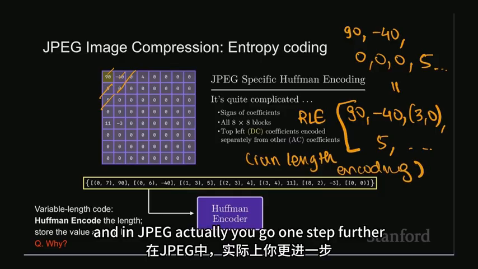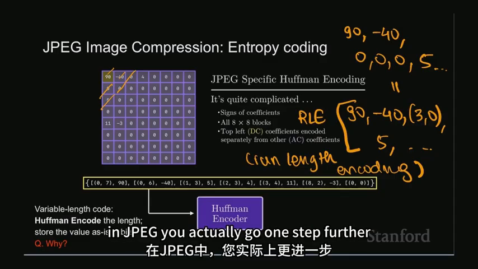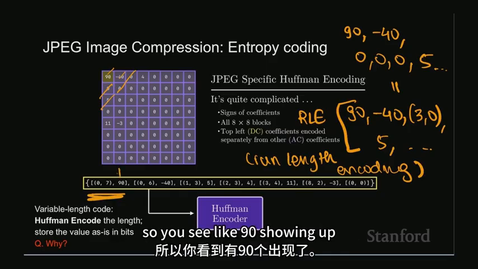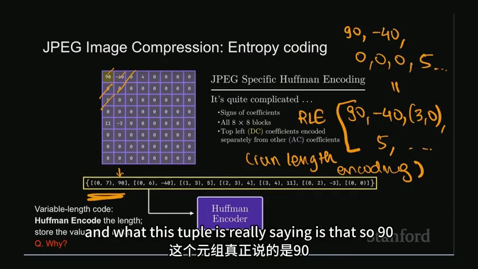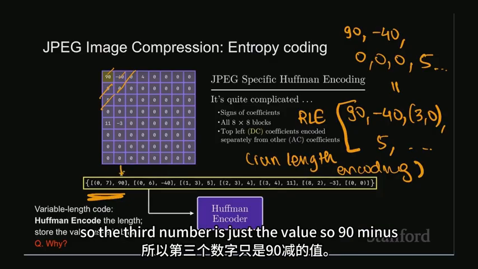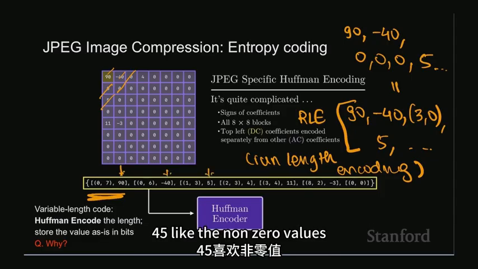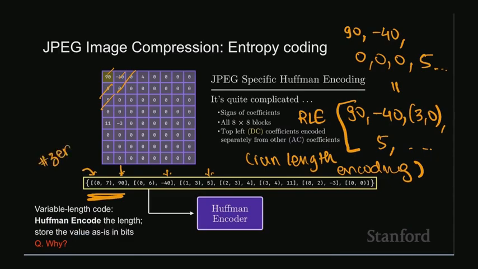And in JPEG, actually, you go one step further. So this is like a variable length encoder. In JPEG, you actually go one step further, and you actually store these triplets. So you see 90 showing up, but then it has 2 more numbers, like a tuple before it. And what this tuple is really saying is that the third number is just the value. So 90, minus 45, the non-zero values. The first number is the number of zeros preceding that value.